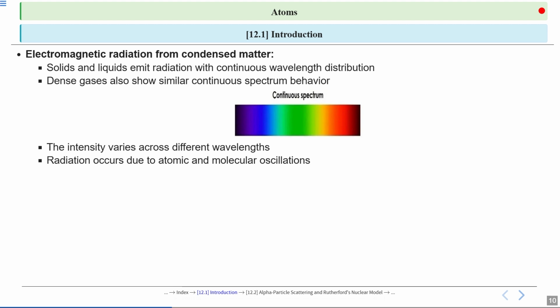So why does this radiation occur? It is due to the oscillation of atoms and molecules within the material. These particles are constantly vibrating and moving, and as they do, they emit electromagnetic waves.